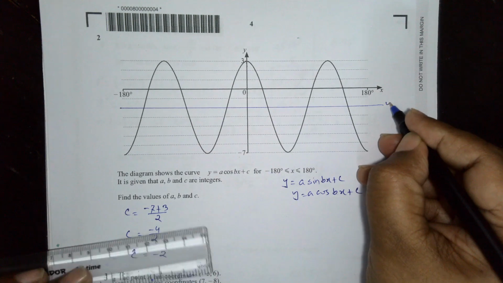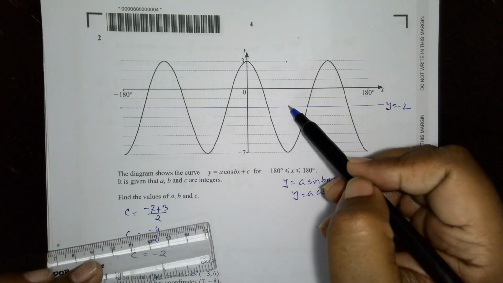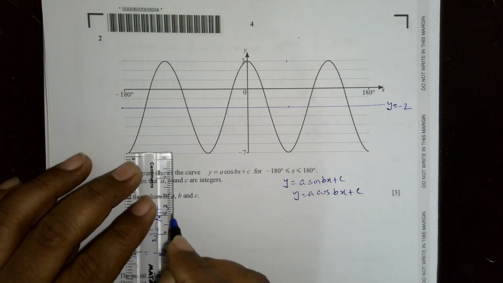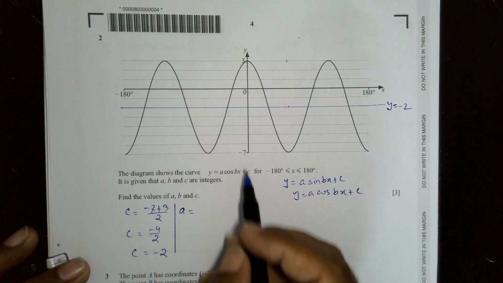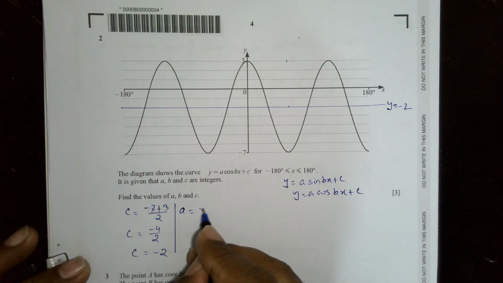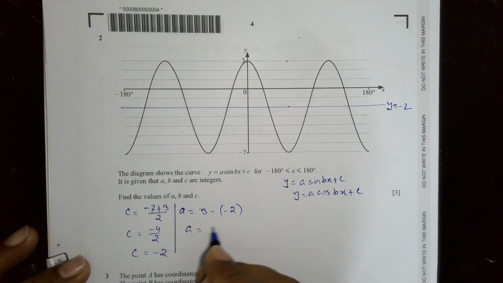Okay. So I'm drawing this line. This is y equals minus 2. What is the difference from this line to this line? This should be the value of A. Therefore A should be 3 minus minus 2. So A should be 3 plus 2, which is 5.